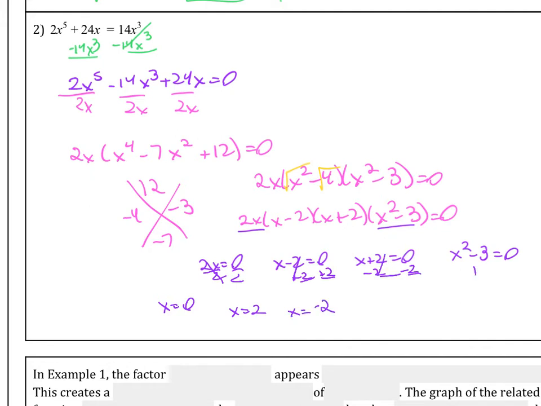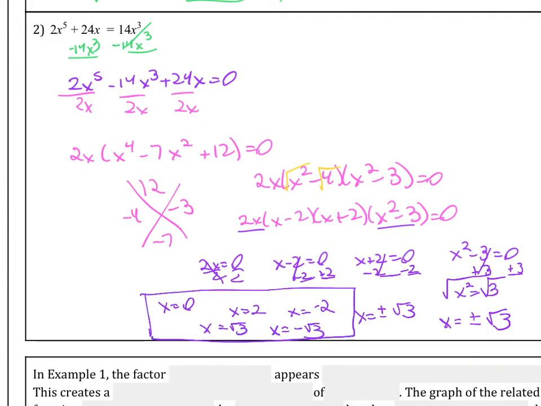And then here, remember to solve using square root. So you add 3 to both sides. x squared equals 3. You take the square root, and remember what happens when you take the square root. You get a plus or minus of that answer. So we have x equals plus or minus the square root of 3. Or let me rewrite that: x equals square root of 3 and x equals negative square root of 3. So we have 5 solutions.